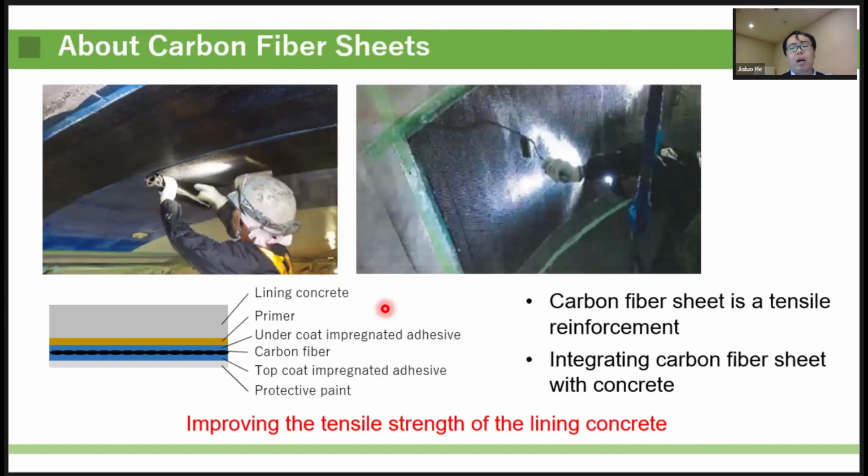In this section, I'm going to talk about the carbon fiber sheet. Carbon fiber sheet construction in tunnels is done in the order of primer, undercoat, carbon fiber, top coat, and protective paint on the lining concrete. Tunnel lining concrete is a plain structure. The carbon fiber sheet improves the tensile strength.